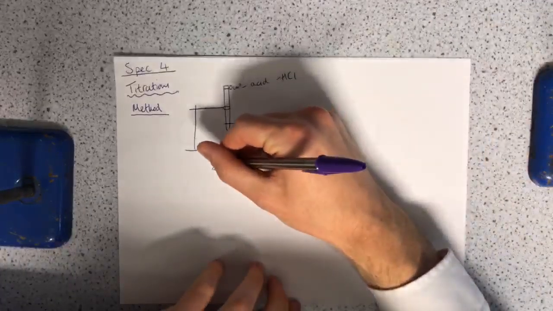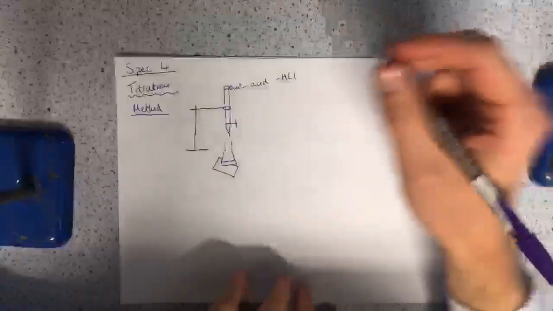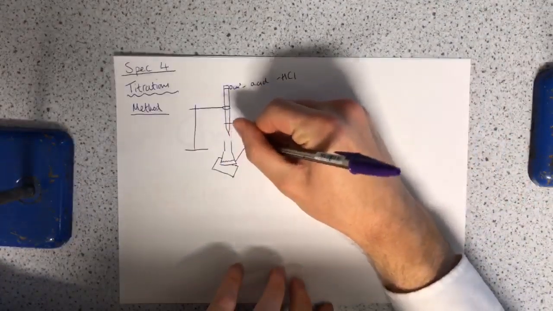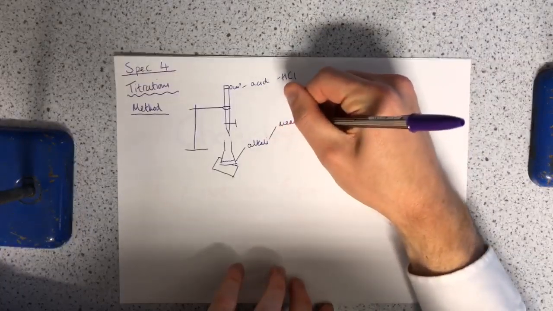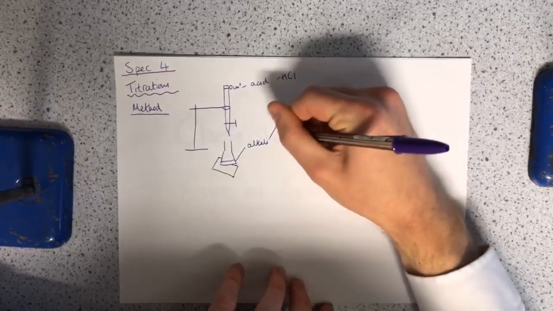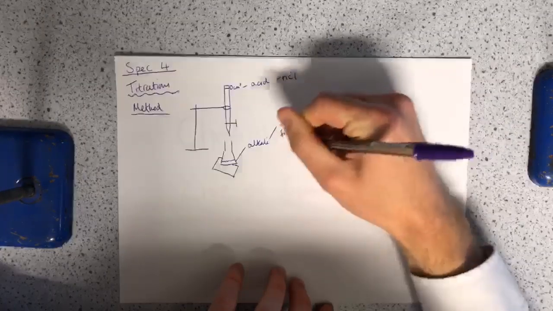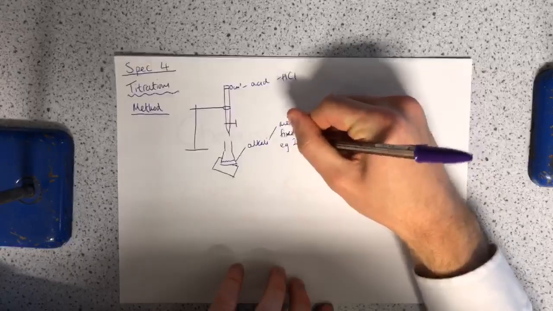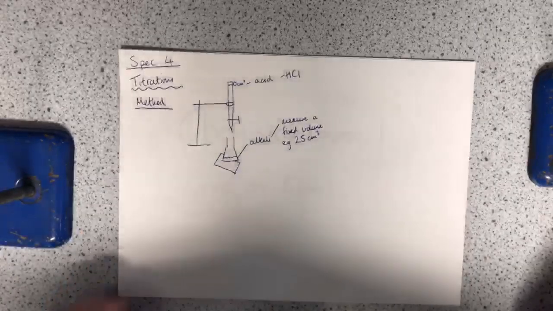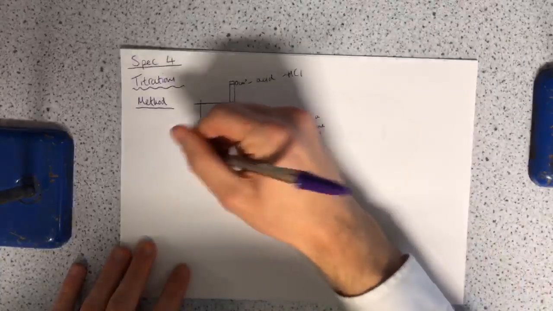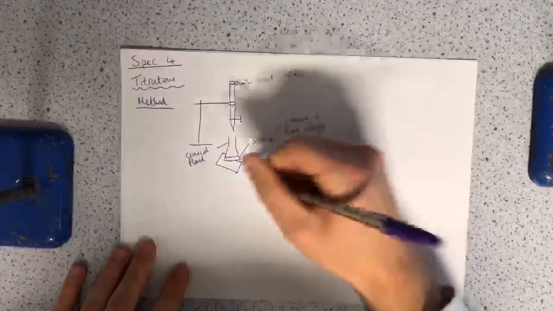What you're then going to be expected to do is mention measuring out a fixed volume of alkali. So this is going to be your alkali. Make sure you measure a fixed volume. Pick something sensible, maybe 25 centimeters cubed. Put that in there. That's going to go into your conical flask. So that's a conical flask, conical, cone shaped. Here's your white tile.